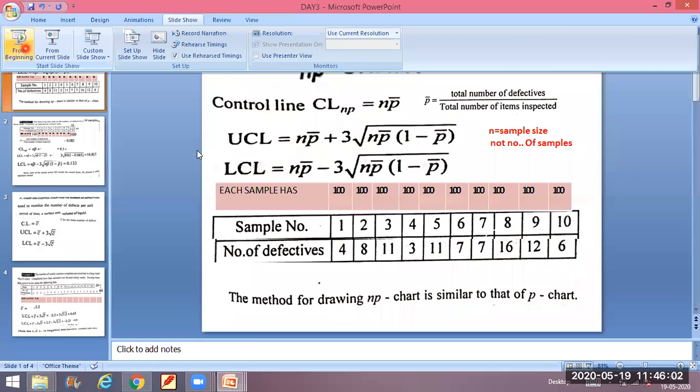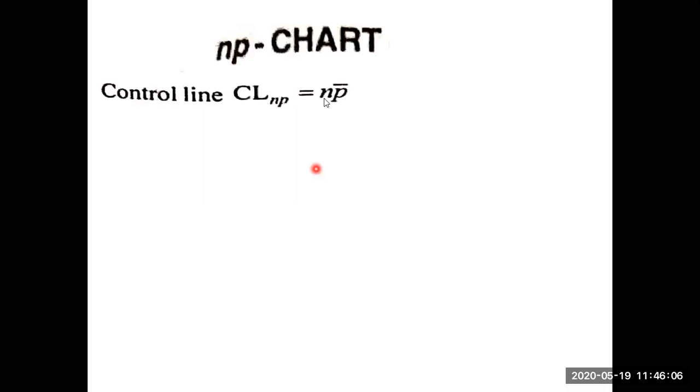np chart: the center line is n into p bar, where p bar is the same for the previous p chart and this chart.